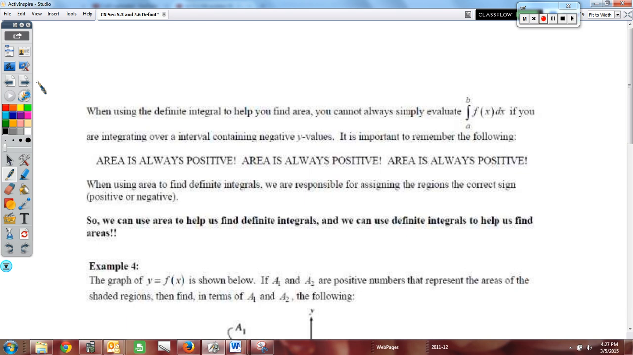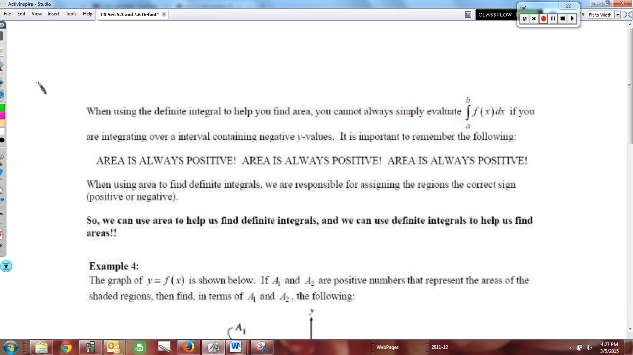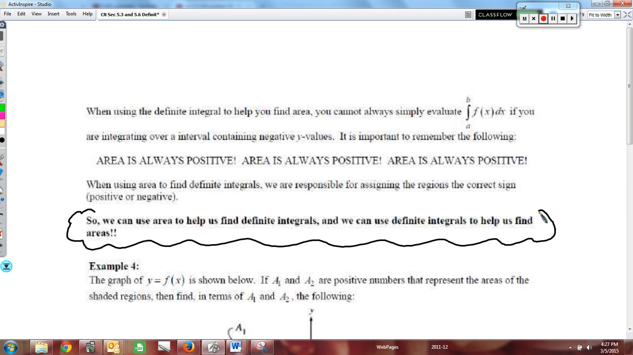Alright, so we get the idea that definite integrals will help us find area. Area will help us find definite integrals. That's what this comment in bold here says. But they are not exactly the same thing. We need to be very careful about what they're asking us to calculate. What are they getting us to find?